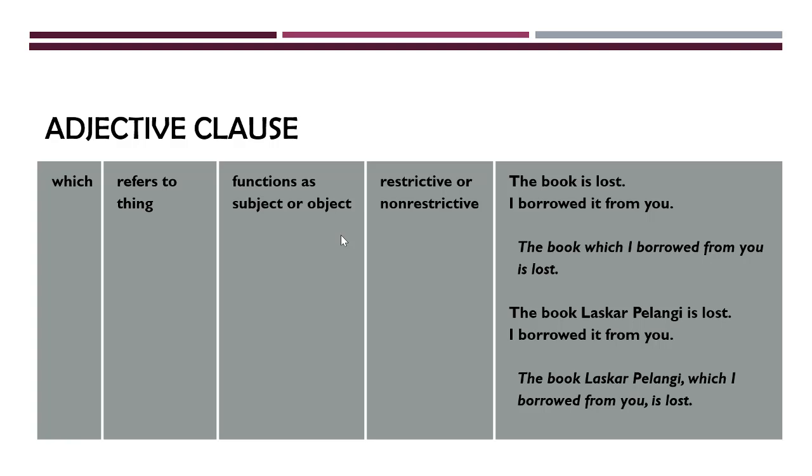For the second example, the book Laskar Pelangi, which is the title of the book, is lost. I borrowed it from you. The book Laskar Pelangi, which I borrowed from you, is lost. Which I borrowed from you is not necessary information. So it can be dropped in some cases, so commas are needed. And this adjective clause is considered non-restrictive because we have already known the book. So the information is not necessary.